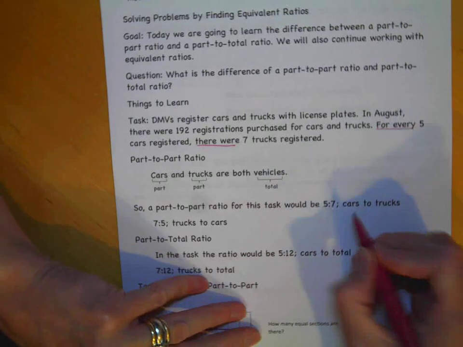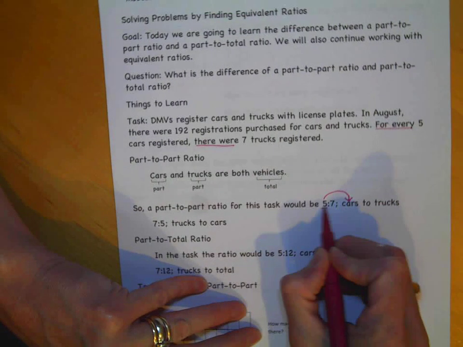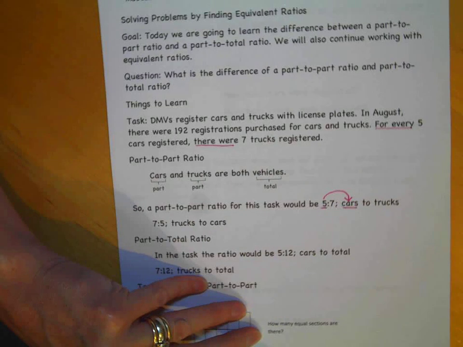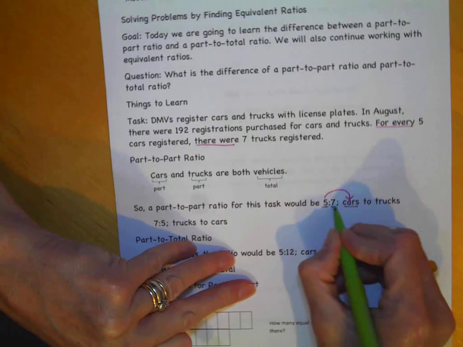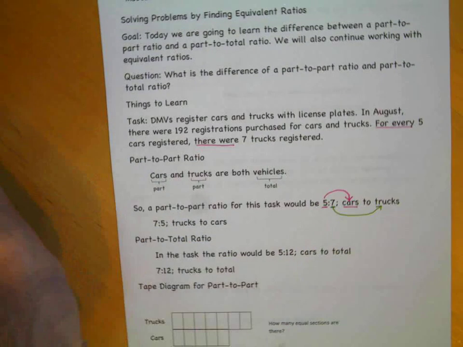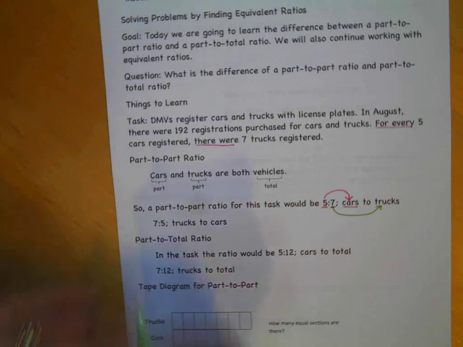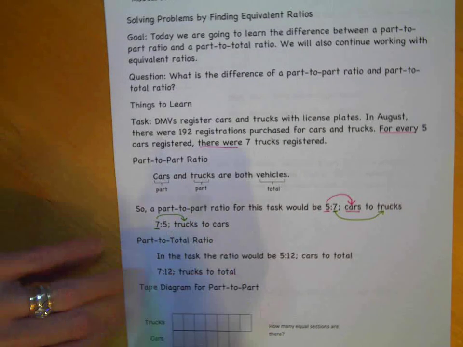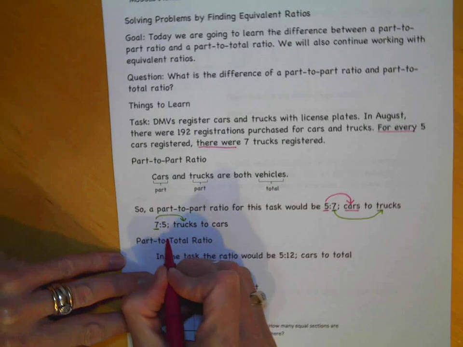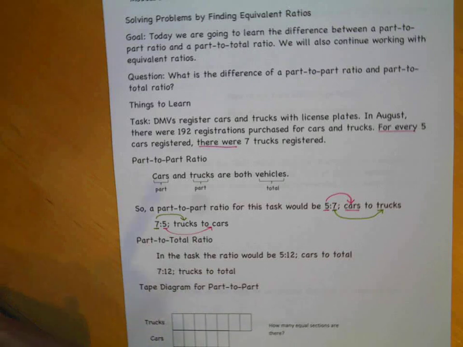Remember, we talked about this briefly earlier, that the order matters. If the number is first, it's talking about the first word. So 5 represents cars and 7 represents trucks, and it was listed second, so it has to be associated with the second word. Whereas over here, 7 is first, so we go to trucks, and 5 is listed second, so it goes to the second. Okay, so order does matter. You have to remember that.